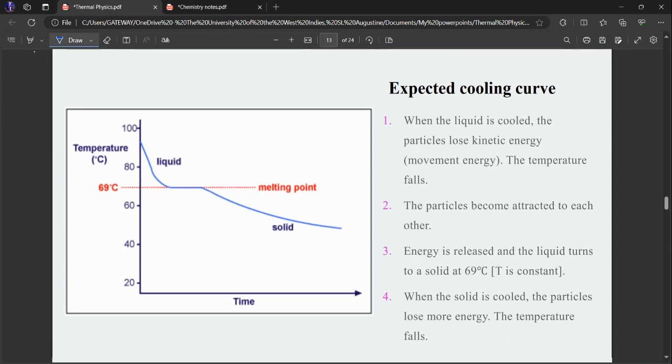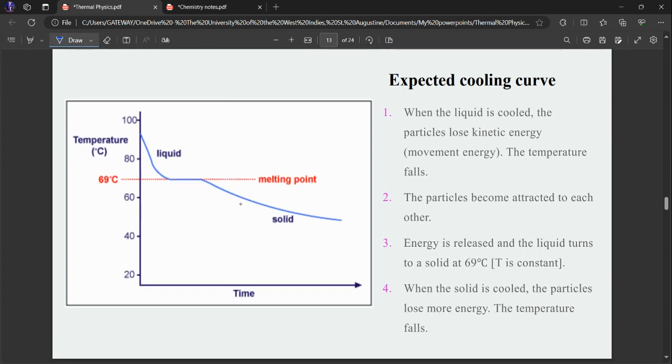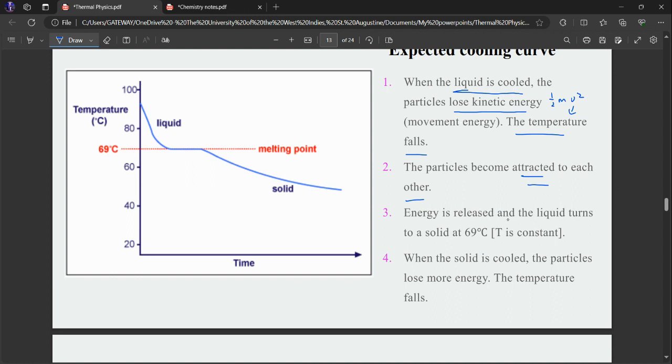So, expected cooling curve. This is what you expect in the lab, something like this. It wouldn't be a perfect graph. So when the liquid, or the paraffin wax, is cooled, the particles lose kinetic energy, and kinetic energy is a half mv squared. If you're losing velocity, you're losing kinetic energy, it's moving less. Now the temperature falls. The particles become attracted to each other to form the solid state. Energy is released and the liquid turns to solid at 69 degrees Celsius.